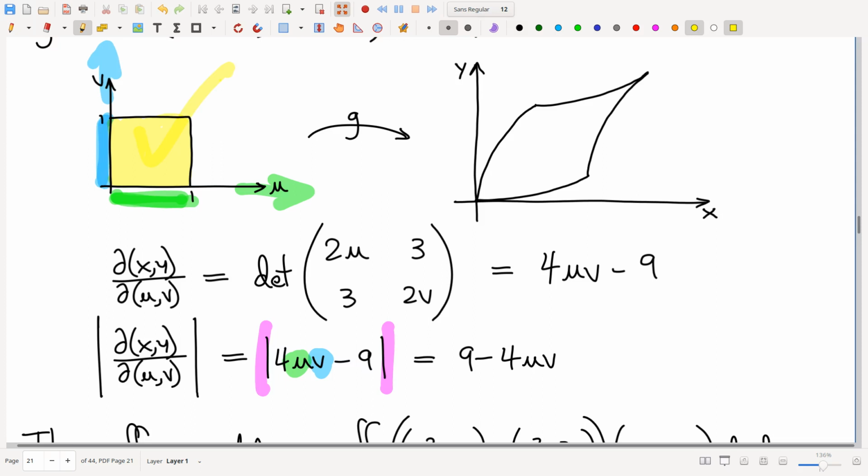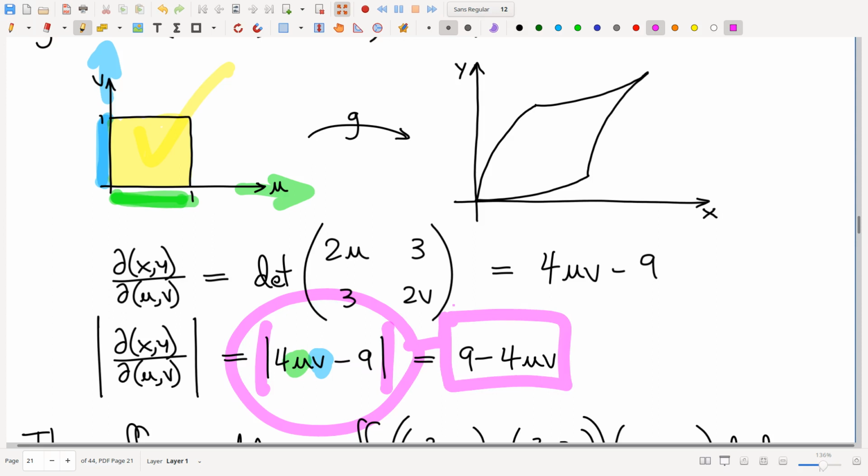And now I can just at a glance look at this expression and say, well, u and v are always between 0 and 1. 4uv, therefore, is always less than 4. 4uv minus 9 is therefore always less than negative 5. That means it's always negative. And if you take the absolute value of something that's always negative, the absolute value is the negative of that negative value. Does that make sense? It's a good one to think through. If a number is negative, its absolute value is its negative. How are we doing?